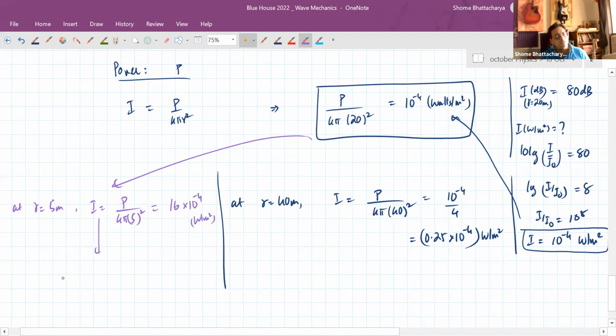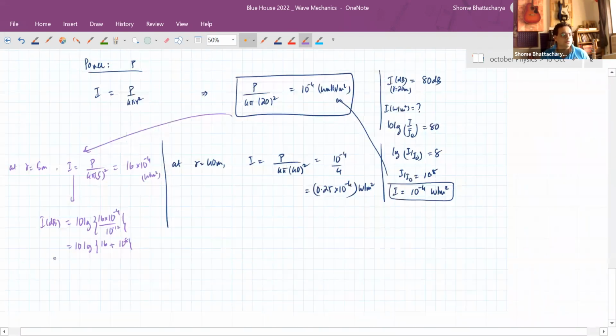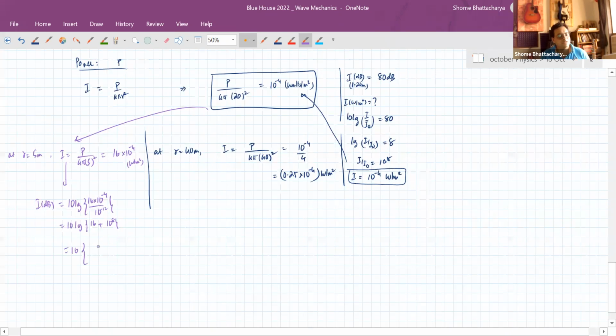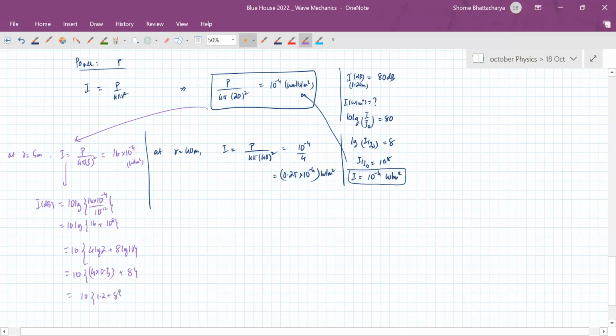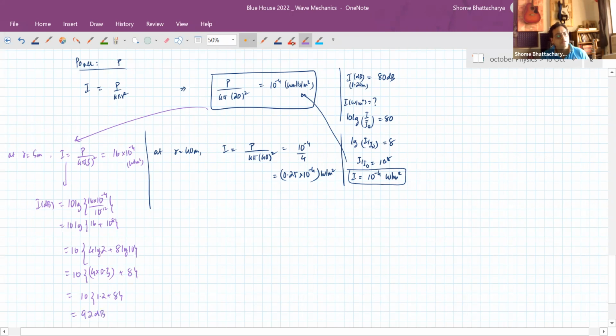Now we'll convert this in decibels again. We'll get 10 log 16 into 10 raised power minus 4 divided by 10 raised power minus 12. That is 10 log 16 times 10 raised power 8. So that kind of calculation we'd have to do. The 16 is 2 to the power 4, so 4 log 2 plus 8 log 10. So that is 10 into 4 into 0.3 plus 8, and you can see that is how it becomes 92 decibels.